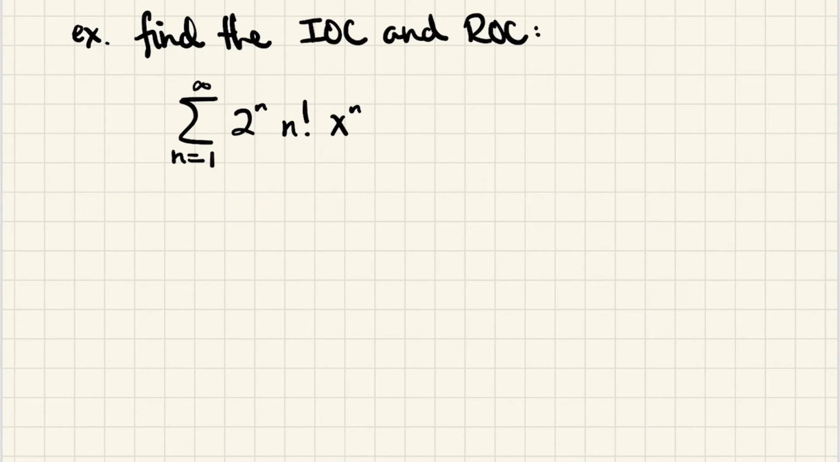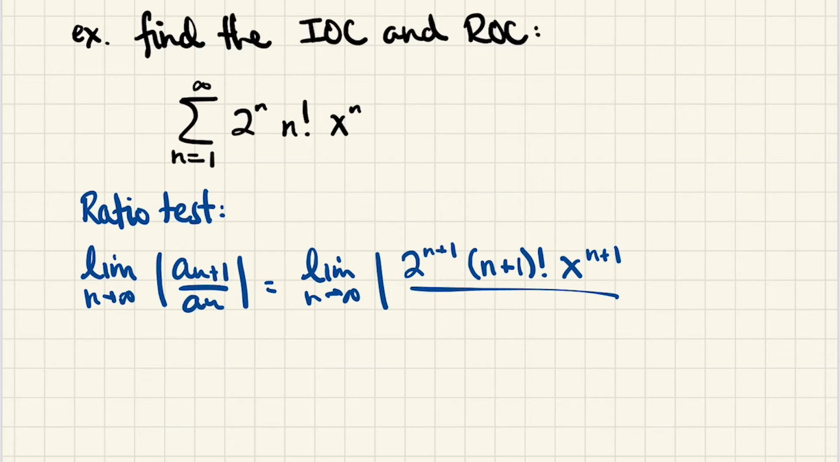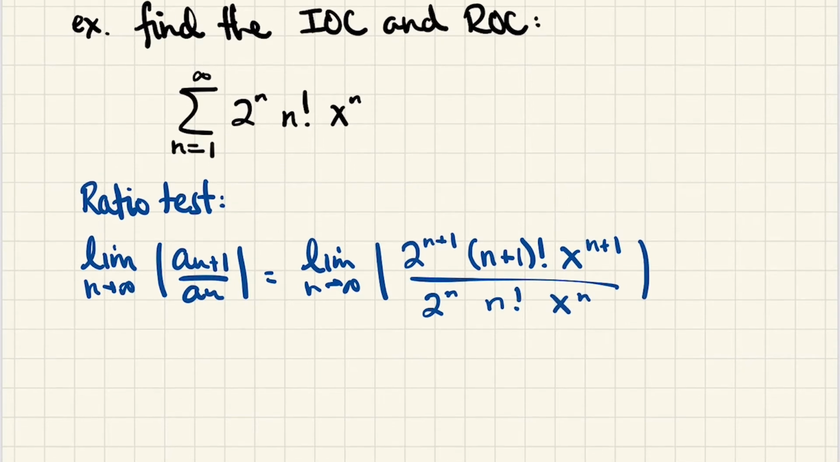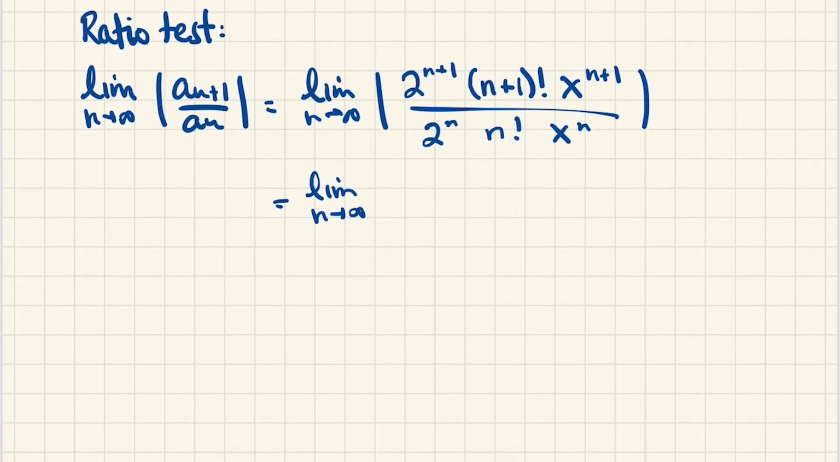Okay, let's do one more interval and radius of convergence problem. And as always, we will start with the ratio test. So n plus 1, that's 2 to the n plus 1, n plus 1 factorial, x to the n plus 1, over a_n. This time, it's probably a good idea just to write it directly as a fraction. And everything's already lined up with its friend. That's very nice. So we get 2 to the n plus 1 over 2 to the n, which is 2.